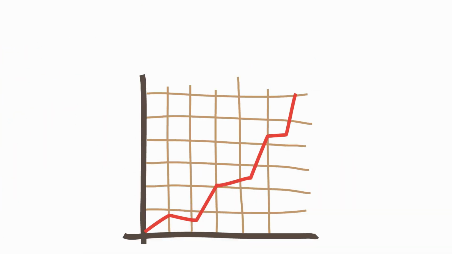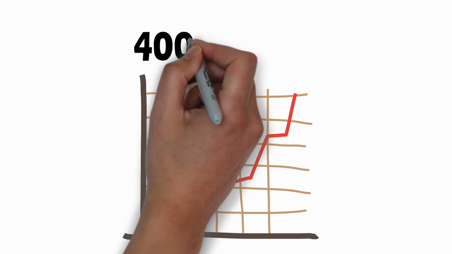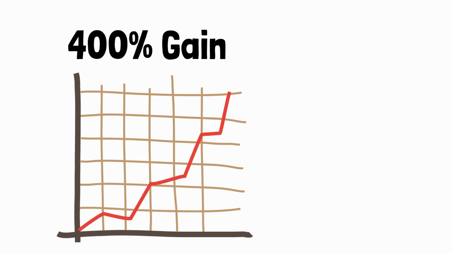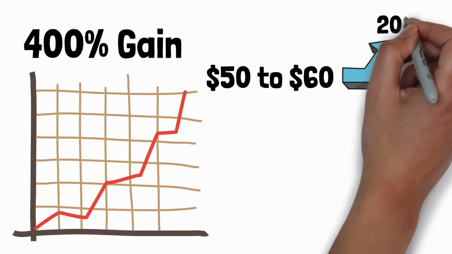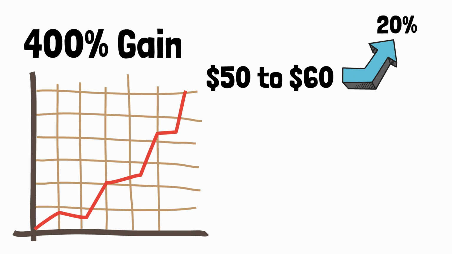This isn't bad at all, and you would be up 400% for buying this option, whereas the underlying stock went up 20% during the same time period. This shows how you can increase your gains by buying call options on a stock.